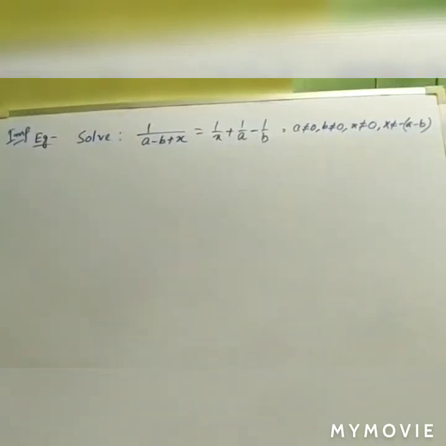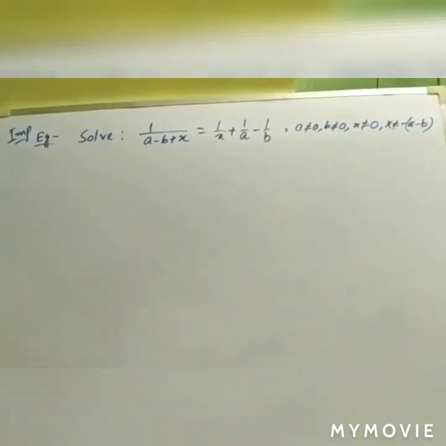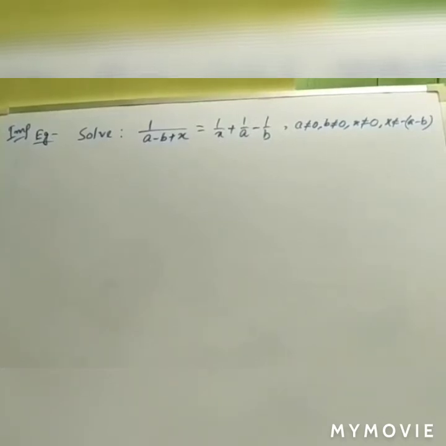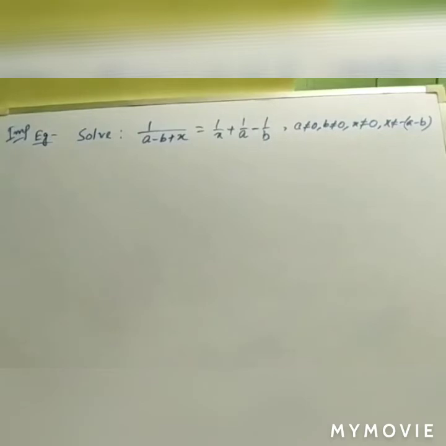Let us see one example, that it is one of the very important examples. Solve 1 by a minus b plus x equals to 1 by x plus 1 by a minus 1 by b, where some conditions are given that a, b, x all are not equal to 0, also x not equal to minus of a minus b.